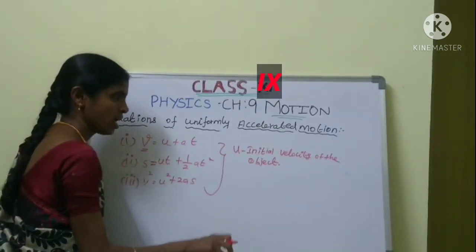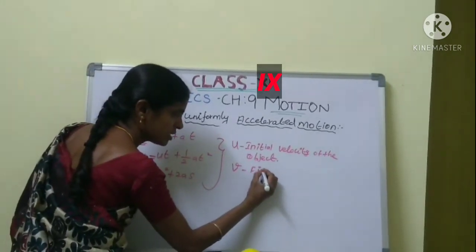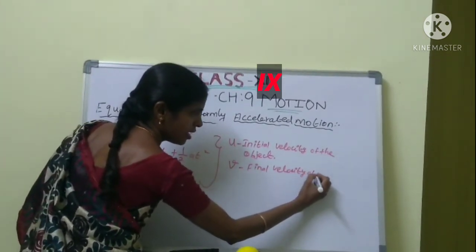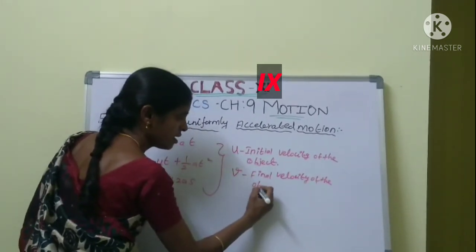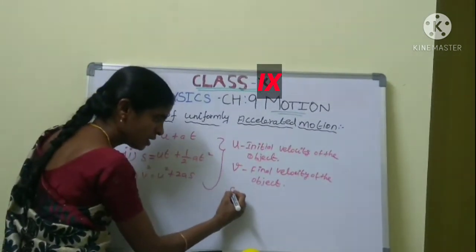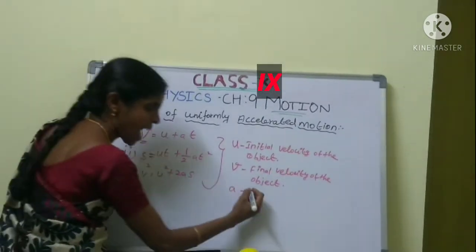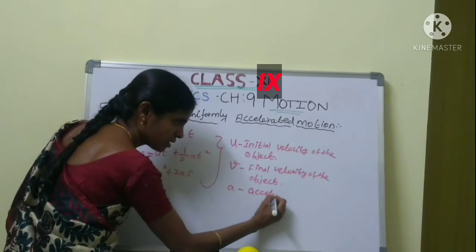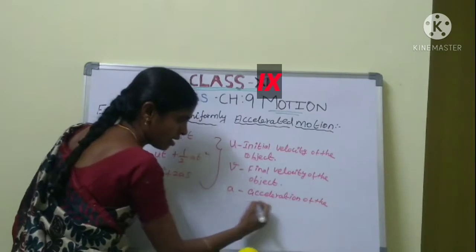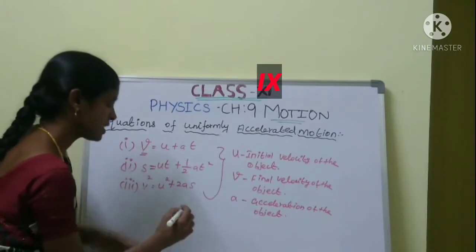Are you clear? Now, what is meant by v? v is the final velocity of the object. Next, what is meant by a? Do you know very well what a is? a is the acceleration of the object. Are you clear? Do you know the acceleration?